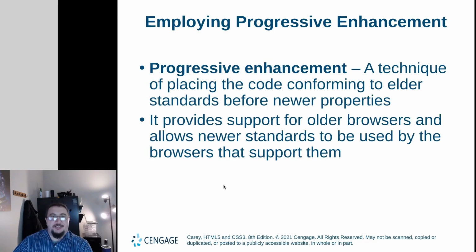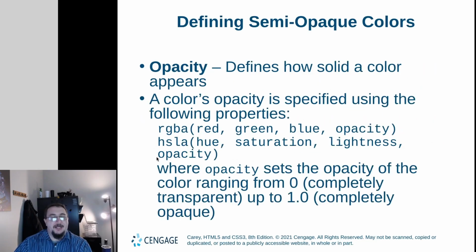Progressive enhancement is placing code conforming to older standards before newer properties. So as an example, the opacity that we're looking at here. Some older browsers don't recognize RGBA or HSLA. So if you set RGB first and then RGBA, it will ignore this for the older browser, and the newer browsers will be able to read this and process your opacity properly.